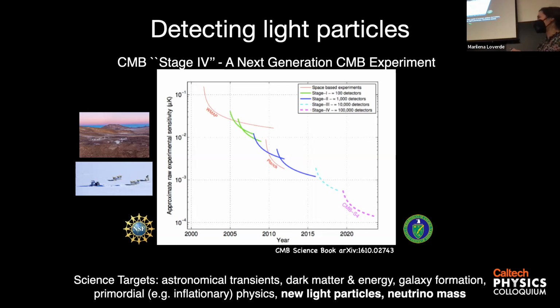And the key targets, there's a bunch of different targets, but two of the big ones for this experiment are searching for new light particles and achieving a cosmological detection of the neutrino mass. These are also two things I've been involved in. I co-lead the maps to power spectra to parameters working group for this experiment. And our primary goal is this new light particles piece.